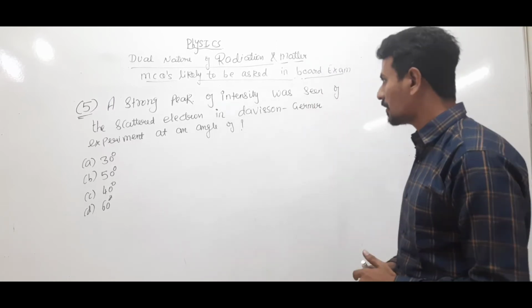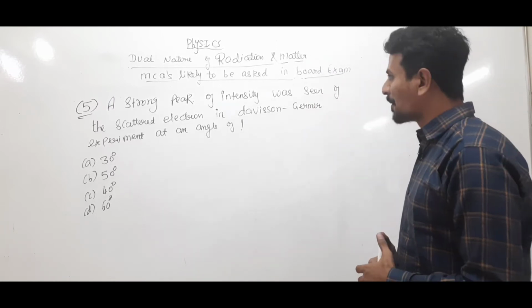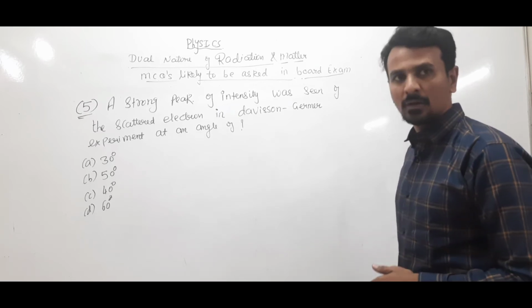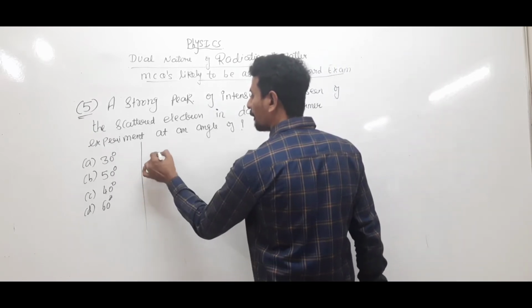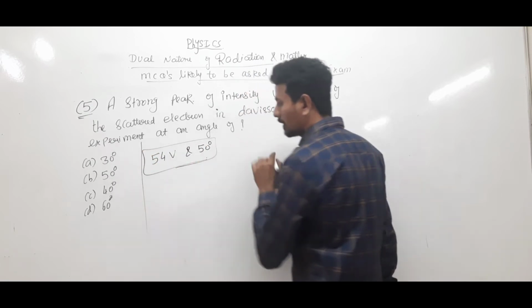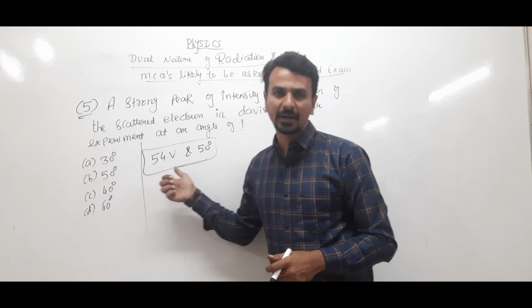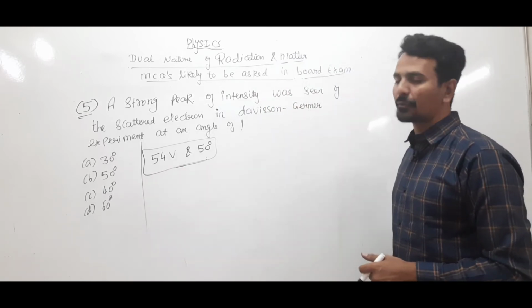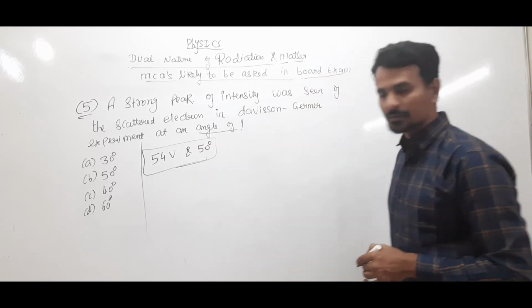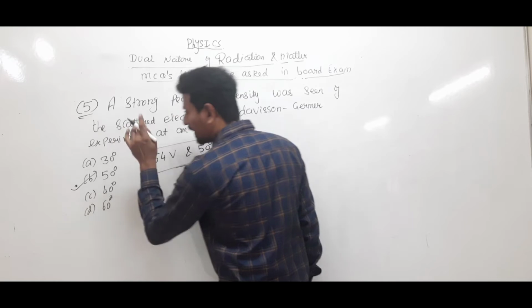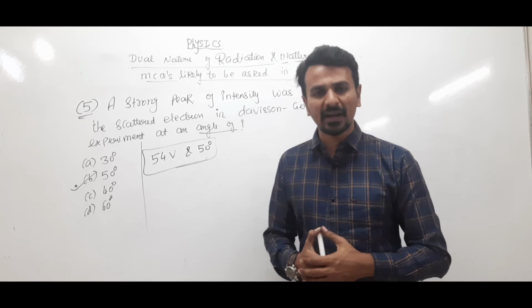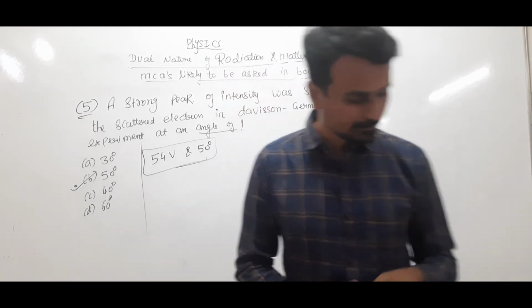The fifth one. A strong peak of intensity was seen of the scattered electrons in the Davisson-Germer experiment at an angle of, at 54 volt and 50 degree. At this particular value of voltage and this particular angle, a strong peak of intensity was seen of the scattered electrons. So you are being told to find the angle. The angle was 50 degree. At 50 degree, a strong peak of intensity was seen for the electrons that were scattered. Okay, the next one.